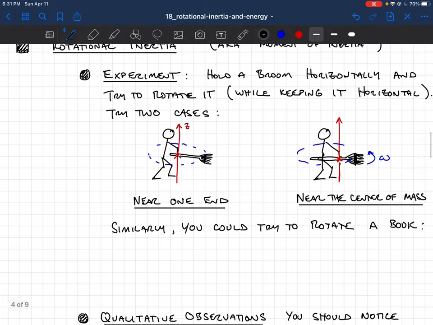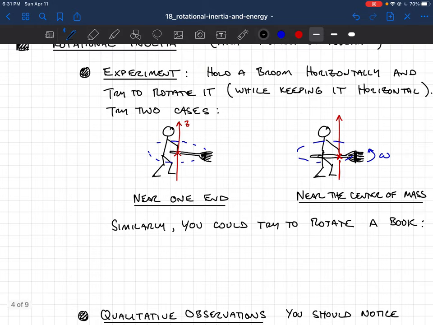Let me give you one more experiment. You could try to rotate a book. So if you hold a book down by your side, and it would be good if you could take a book that has some length to it, then you can imagine that you could hold it in a couple different ways. So here's our book, and it's a little bit long. And your hand could come down and hold it at the very end. So you wrap your fingers around here.